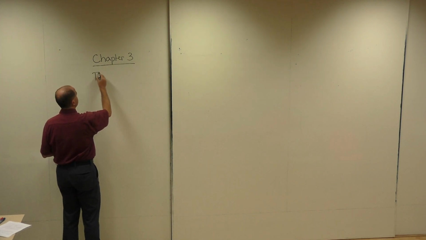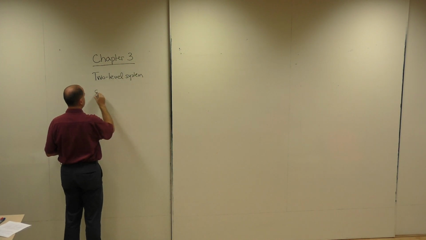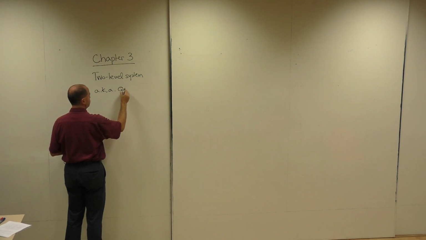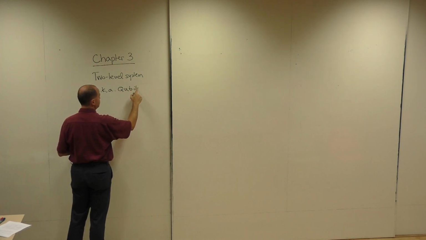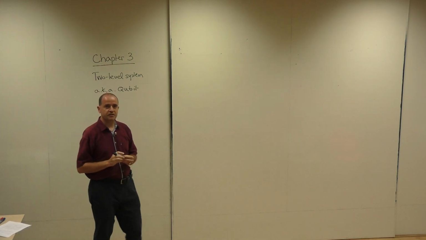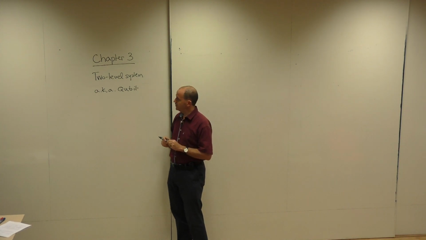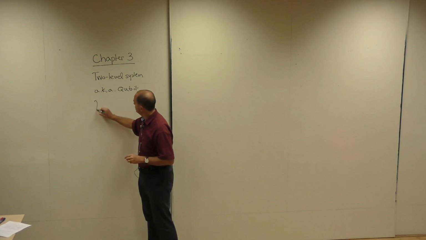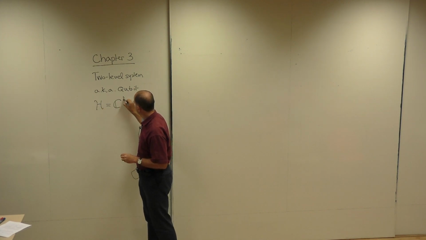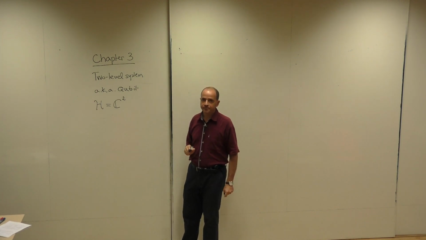So chapter 3 will be devoted now to a specific quantum system, which is the two-level system, also known as qubit, from quantum bit, bit being the unit of information. And this is the system that we have seen already in 6 quantum pieces, right? So we will have a vector space of complex dimension 2, and this is what defines the two-level system.